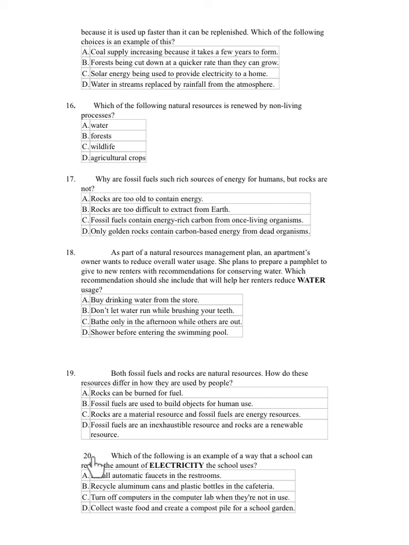Number 20. Which of the following is an example of a way that a school can reduce the amount of electricity the school uses? A. Install automatic faucets in the restrooms. B. Recycle aluminum cans and plastic bottles in the cafeteria. C. Turn off computers in the computer lab when they are not in use. D. Collect waste food and create a compost pile for the school garden.